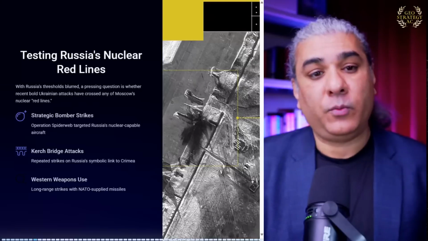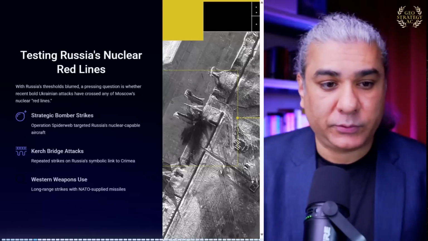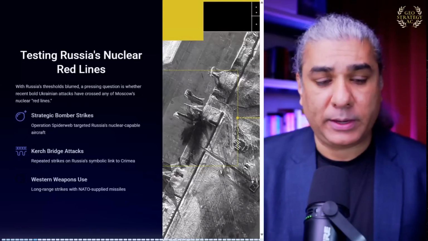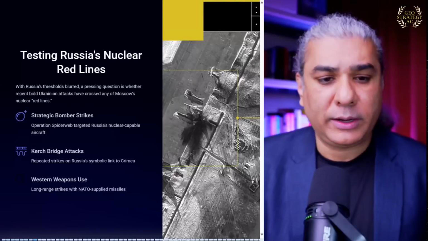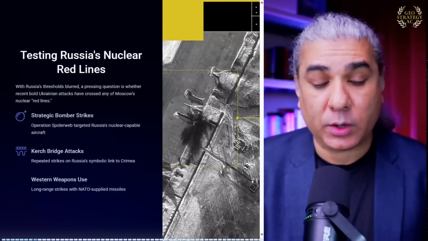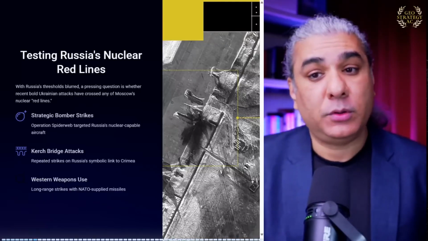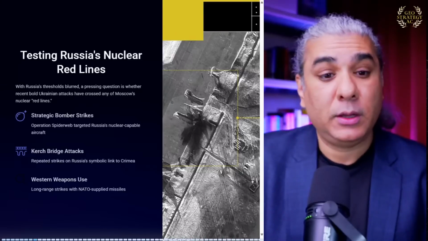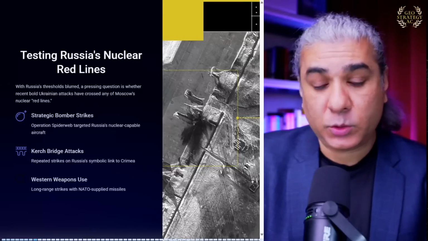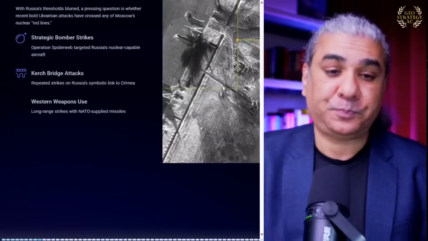And now I'm not sure if it's happened thus far, but Ukraine has been given the green signal by the West, by NATO, to use long range missiles and weapons against Russia. So there could be long range strikes on Russia by Ukraine using NATO supplied missiles and weapons. So that's where this all comes in.